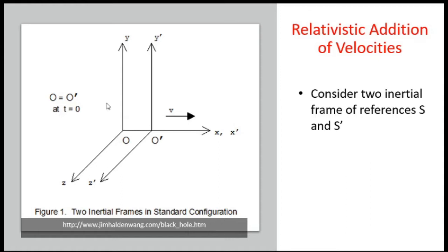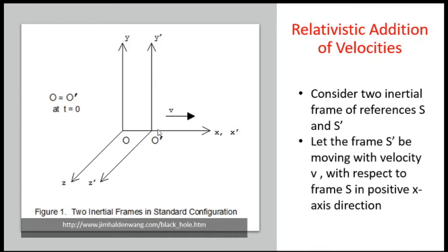At time t equal to 0, the origins of these two frames, O and O dash, coincide with each other. Now let the frame S dash be moving with a velocity v with respect to the frame S in the positive x direction, so that after a time t, the frame S dash should have moved a distance vt ahead of the frame S.